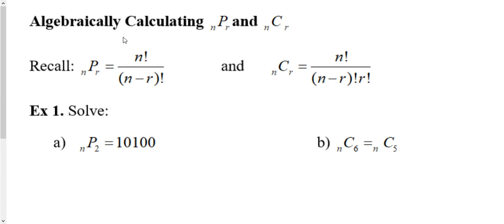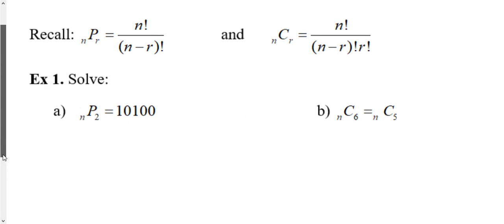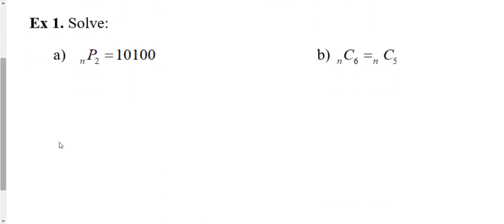Moving on, we have algebraically calculate nPr and nCr. So again, just recalling our two equations here. Permutations, it's just n minus r. Denominator combinations, n minus r, and an extra r factorial after that. So again, just be aware of which equation you're using where. So for this first example here, solve nP2, which equals 10,100.